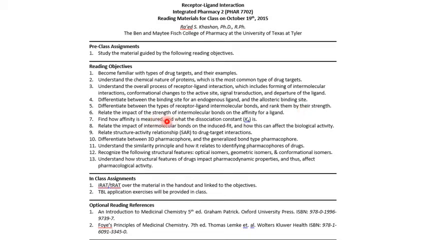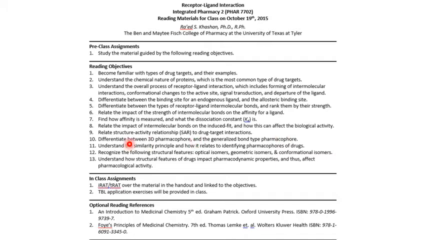I expect you to relate the impact of the strength of the intermolecular bonds on affinity and how to define the affinity and how it is measured, and relate the impact of intermolecular bonds on the induced fit and how this affects the biological activity, how some agents can produce the same induced fit and thus produce the same effect, while others do not produce the same induced fit and thus block the receptor.